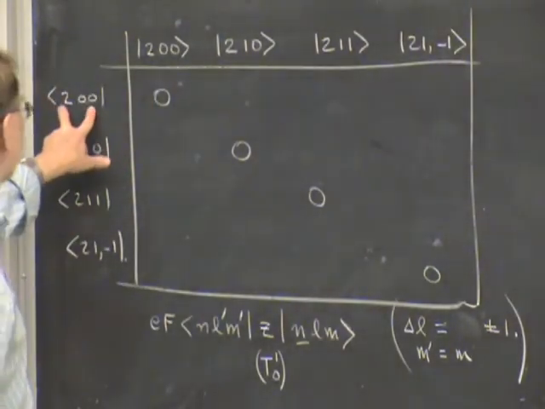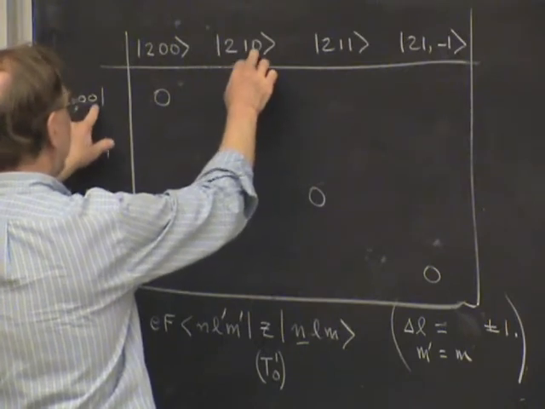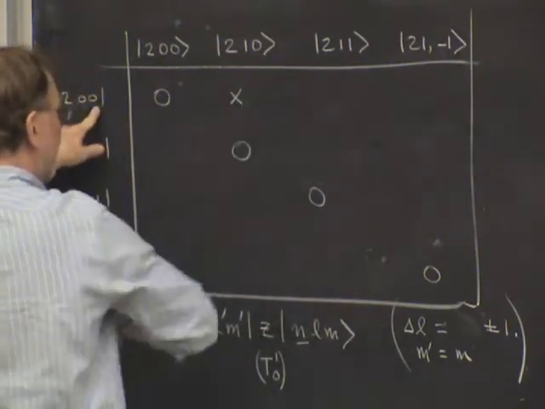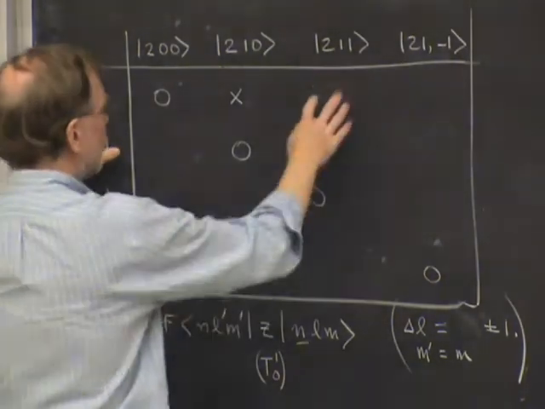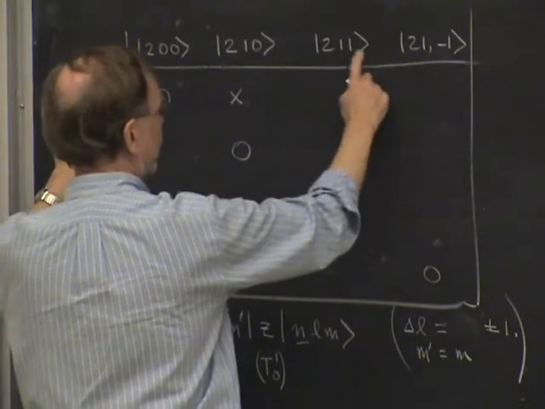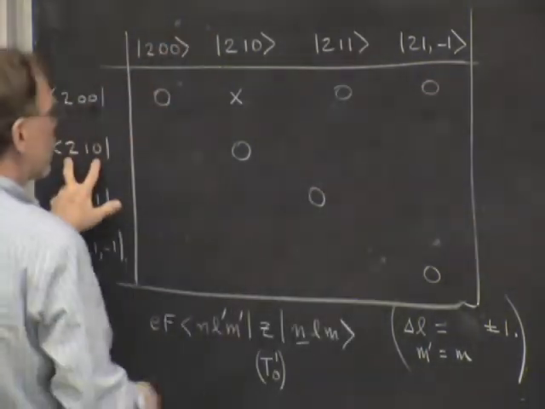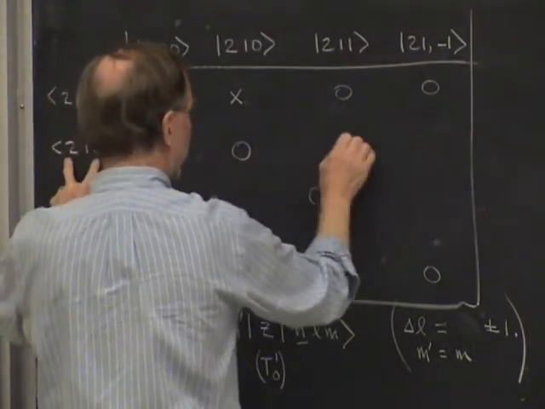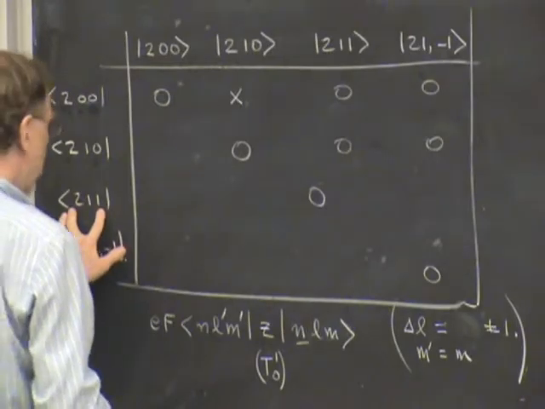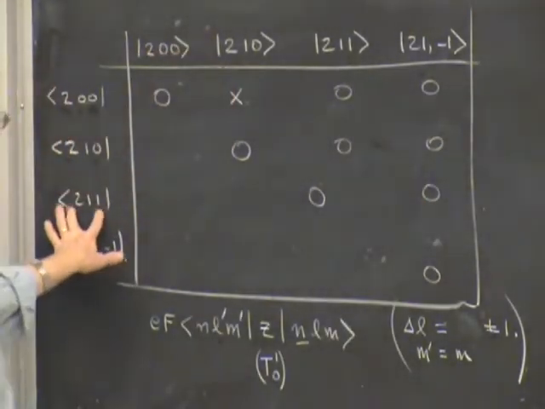So running across here, 2, 0, 0 and 2, 1, 0, the l has got a delta l equals 1. That's okay. And the m's are equal. So according to the selection rules, that could be non-zero, indicated by an X. However, 2, 0, 0 and 2, 1, 1, and 2, 1, minus 1 have to be 0 because the magnetic quantum numbers don't agree. So these vanish. On the second row, 2, 1, 0 with 2, 1, 1, and 2, 1, 0 with 2, 1, minus 1, again, they have to be 0 because of magnetic quantum numbers. As far as 2, 1, 1 and 2, 1, minus 1, that's also 0 for the same reason, magnetic quantum numbers.